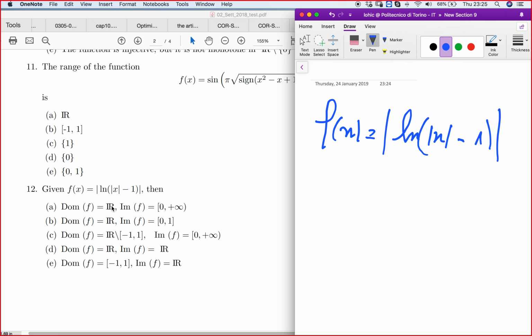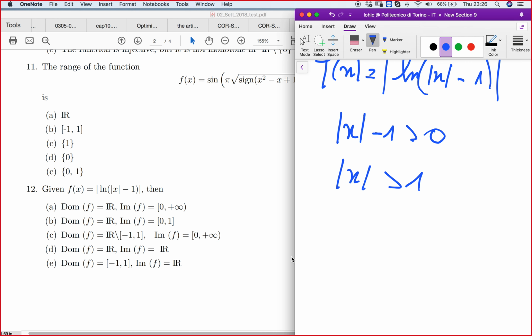The domain of f is R. Is it possible for the domain of this function to be R? Keep in mind that inside the logarithm you cannot have a negative number, right? So what is clear for you is that the absolute value of x minus 1 should for sure be greater than 0. This means that the absolute value of x should be greater than 1. But for this to happen, either x is greater than 1, like 2, 3, 4, 5, 6, 7, yes or not? Or x is smaller than minus 1.